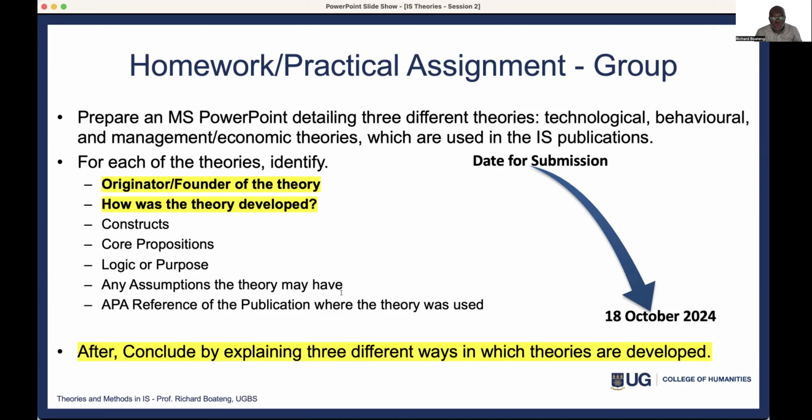So that's why I said look at the originator of the theory, look at how the theory was developed, what the person did to develop the theory, and then use the three papers to come up with three different ways in which theories are developed, so that we can learn how to develop theory. Then we'll discuss. Okay.